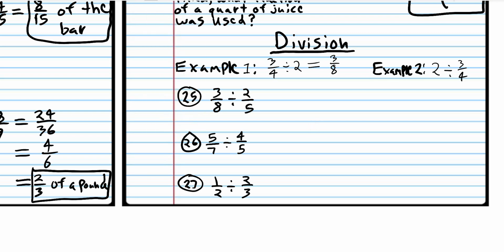Example 2, 2 divided by 3/4. So now, here you were just taking something and dividing it into 2 equal parts, right? But now you're dividing by 3/4. What in the world does that mean? What does it mean to divide something into 3/4 parts? Well, it doesn't really have a meaning at all in the real world. It doesn't make any sense.